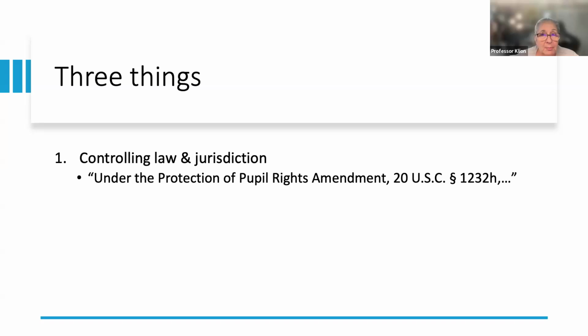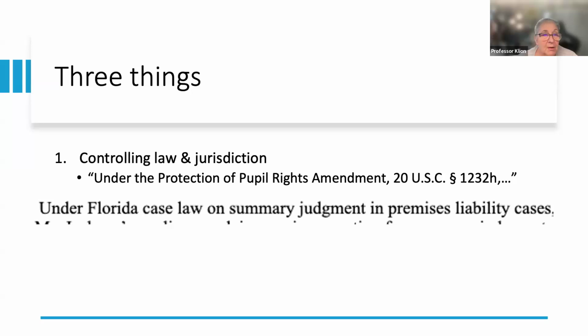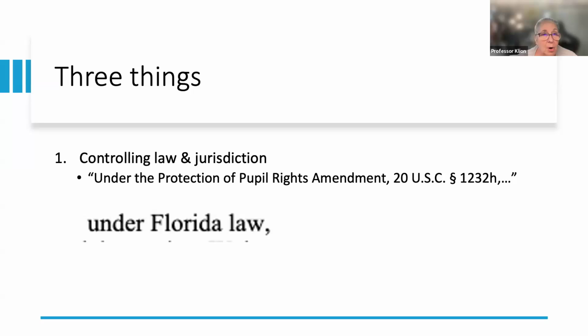For your closed memo, we talked about it in class and agreed that the controlling law and jurisdiction was either Florida negligence law or Florida premises liability law. And this is what I received. Under Florida case law on summary judgment and premises liability cases. That is not Florida negligence law or Florida premises liability law. And all of the cases that you were given in your universe were not summary judgment cases. Then we have under Florida law, which is wrong because it's too broad and encompasses all of Florida's laws. So that doesn't give the reader any information.